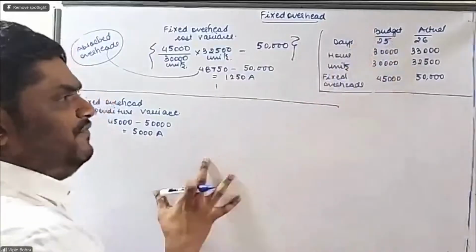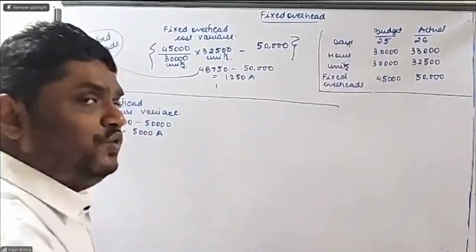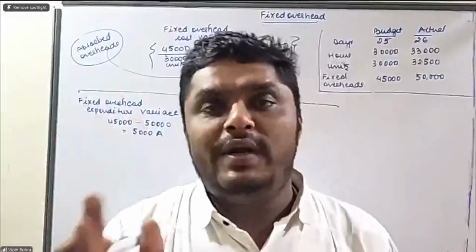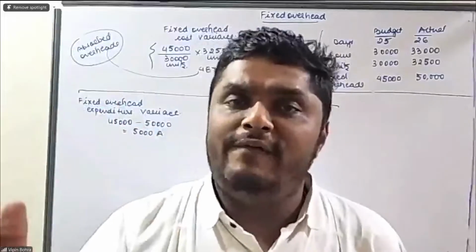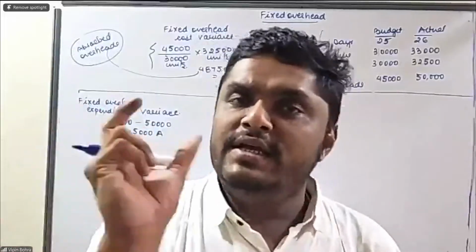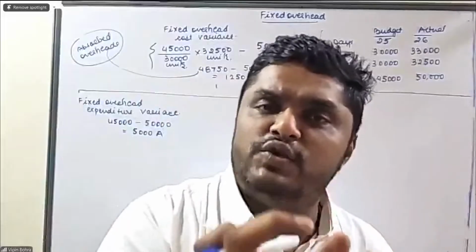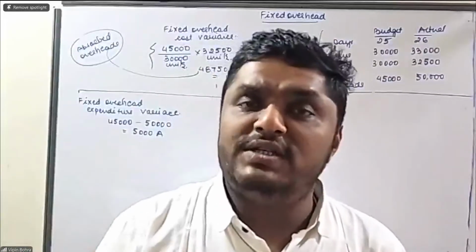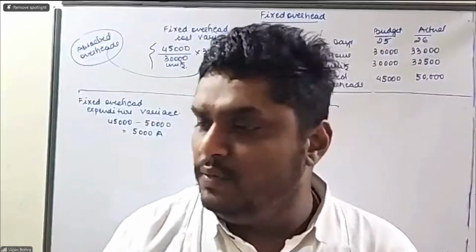When talking about expenditure variance, very simple, guys. 45,000 are my budgeted fixed overhead, whereas my actual fixed overheads are 50,000. So 5,000 adverse. Since fixed overhead remains constant at all levels of production, we will not revise it. Straight away, 45,000 should have been spent as per the budget, and the actual expenditure is 50,000, so 5,000 extra, so that is adverse.